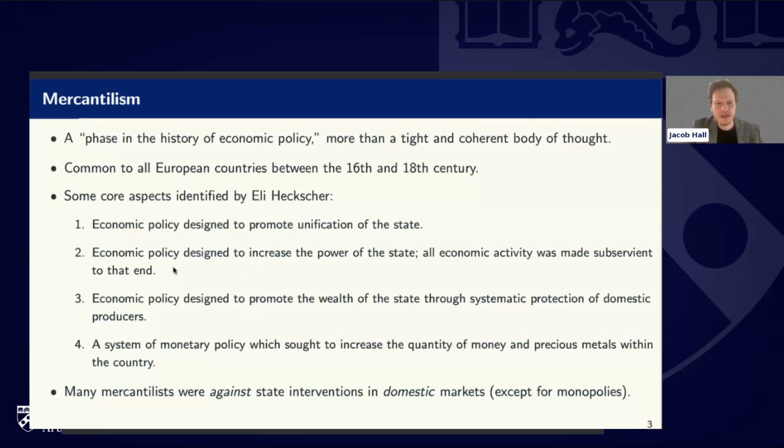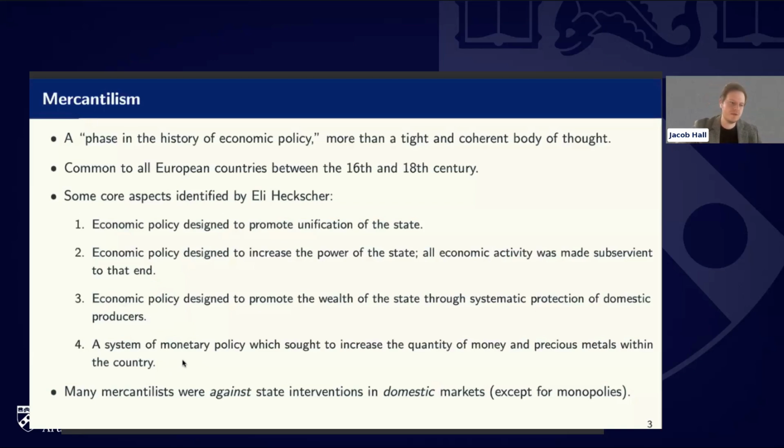Second is related. Economic policy is designed to increase the power of the state. All economic activity is subservient to that end. Three, economic policy is designed to promote the wealth of the state through systematic protection of domestic producers. So this is the key point here. And then fourth, a system of monetary policy, which sought to increase the quantity of money and precious metals within a country.